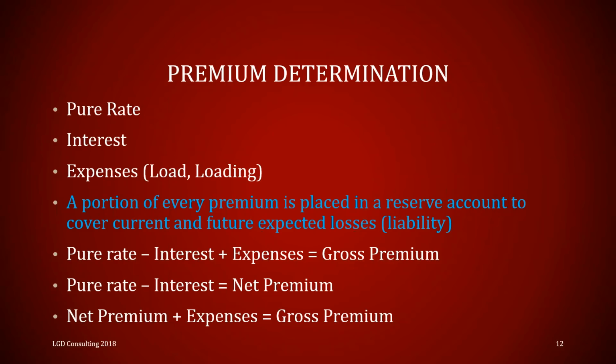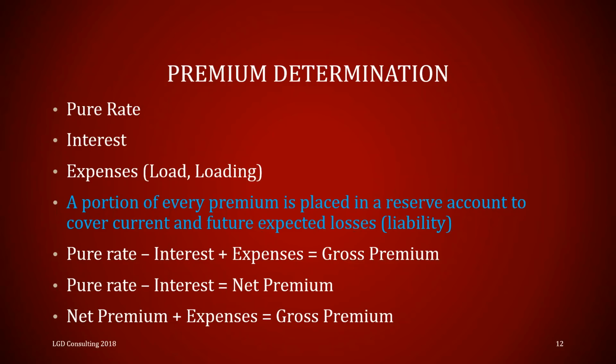All right. The second component for your premium is interest. Okay, so since you pay premiums in advance, the insurance company earns interest on your money, and we have to credit that interest to you. So we take this pure rate minus the interest that we're going to project we're going to earn on your money because you pay in advance. Now, every insurance company starts off with the same rate, that pure rate.